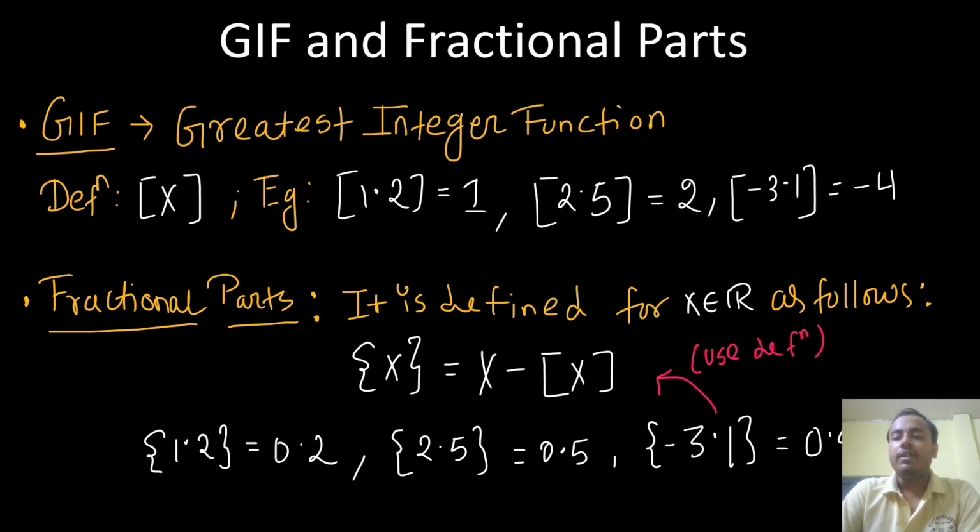This is important because the greatest integer function basically gives you the greatest integer less than the number. So you cannot have minus 3 as the answer because minus 3 is greater than minus 3.1. That is why in negative cases you have the lesser number, minus 4. And fractional part is defined as x minus box of x, or x minus GIF of x. So as you can see from the examples here, it's all like this. Always use the definition, okay?